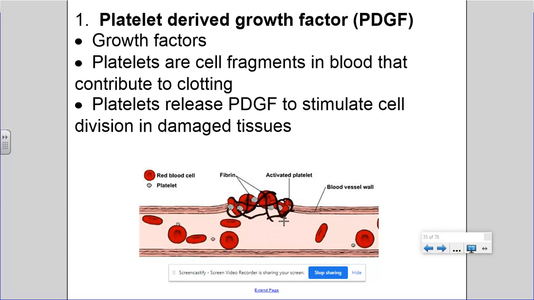Again, platelets will release the PDGF to stimulate cell division in the damaged tissue. So the platelets get here, they release this growth factor, and that growth factor is what makes your skin grow back. By the way, this is an example of positive feedback. As the platelets get here, they cause more platelets to arise and more cell division to occur.